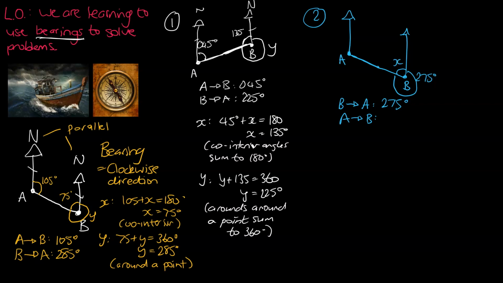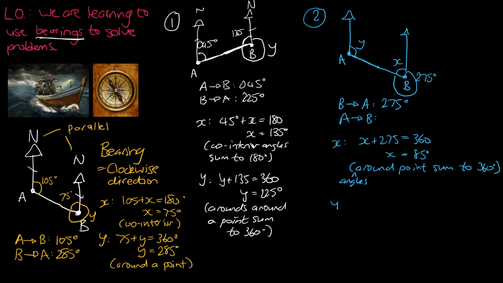So firstly here we need to find X, and we need to find the clockwise direction, which will be Y. For X, we know that X plus 275 has to equal 360 degrees. And that means X will come to 85 degrees. That's because angles around a point, I forgot to write angles actually, angles around a point sum to, definitely not 180, 360 degrees.